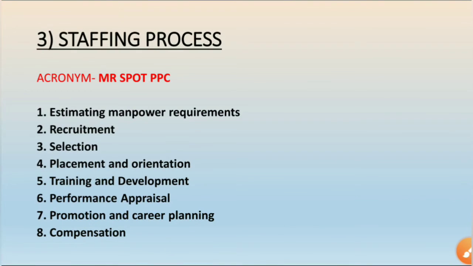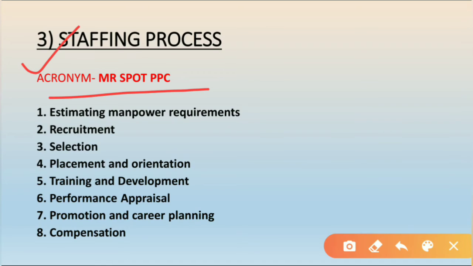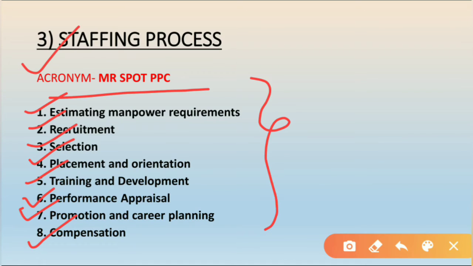Okay, now the next topic is the staffing process. Students, you can memorize the process by using the acronym Mr. Spot PPC. See, the first step is estimating manpower requirements. The second step is recruitment. The third step is selection. The fourth step is placement and orientation. The fifth step is training and development. The sixth step is performance appraisal. The seventh step is promotion and career planning. And the eighth step is compensation. You have to write all these points in sequence as it is a process.